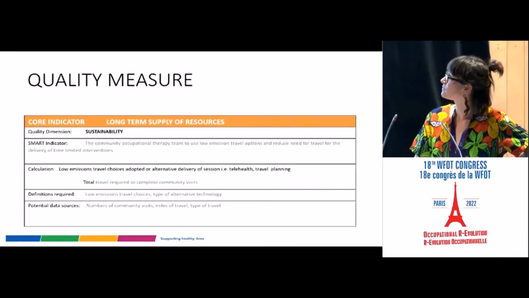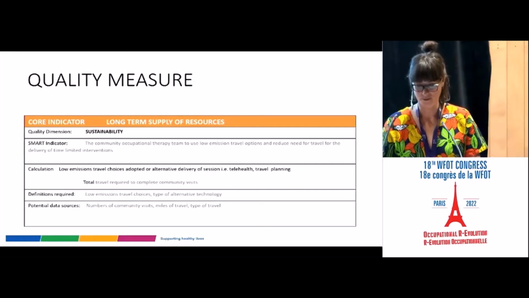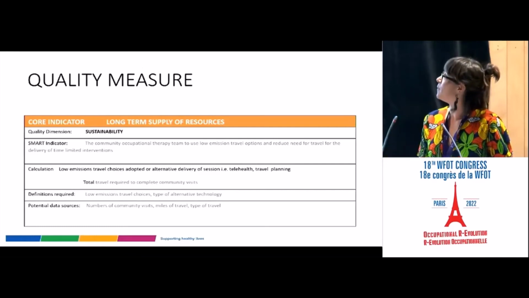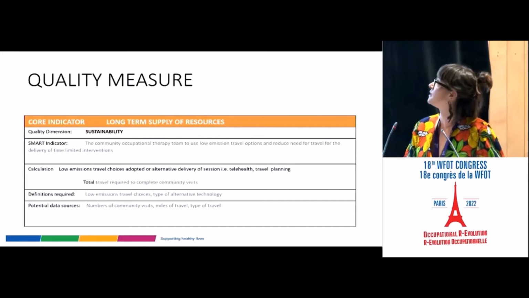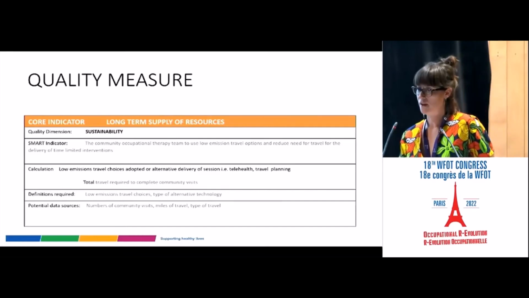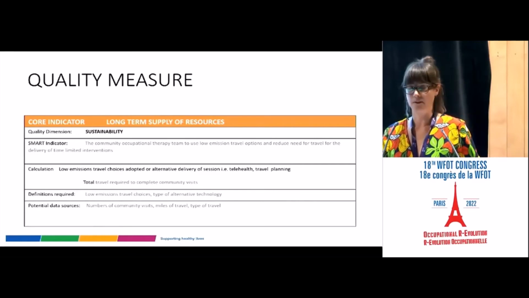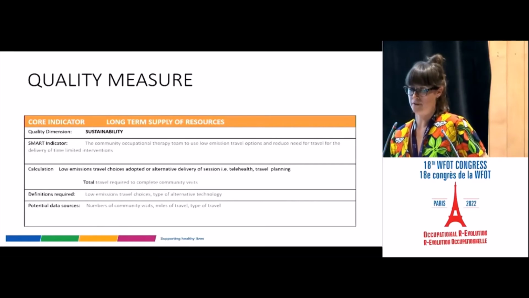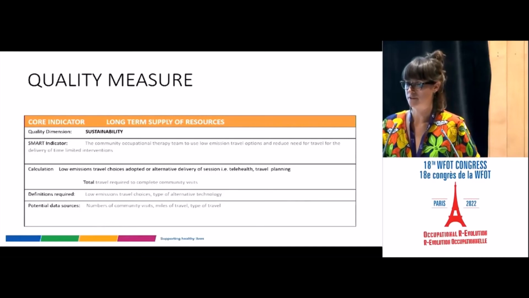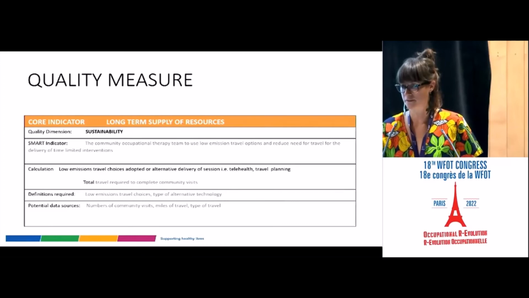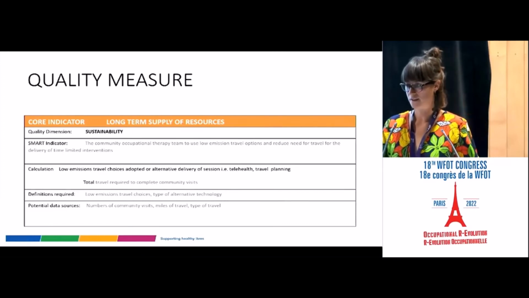So for sustainability, as I mentioned, it's quite a large borough, it's very busy, there's lots of traffic. So looking at ways that occupational therapists can deliver their services across the community using low emission travel options to reduce the need for travel and to be able to deliver their interventions within the time limits. So the calculation would be the low emission travel choices adopted or alternative ways of delivering the session over the number of travels completed.